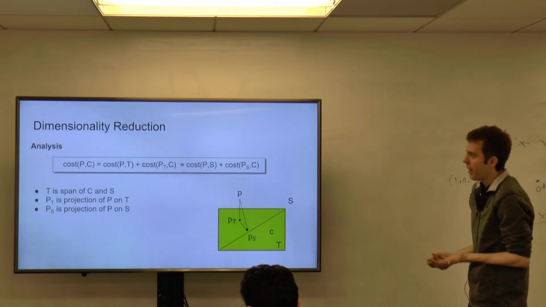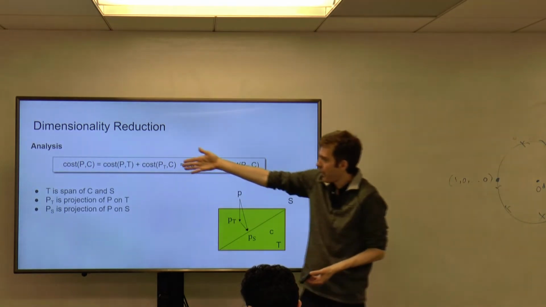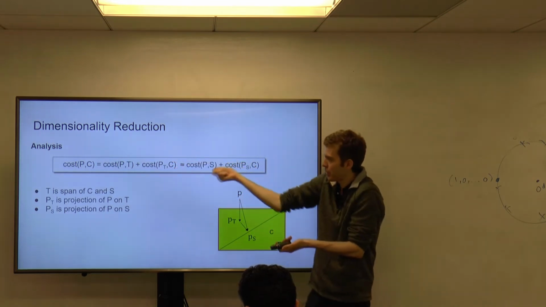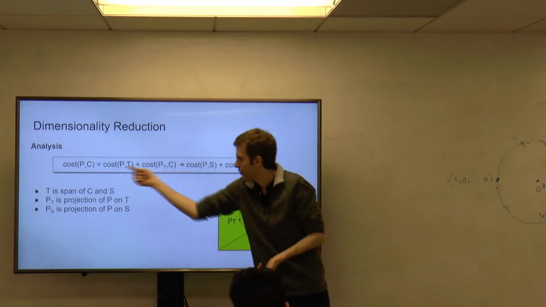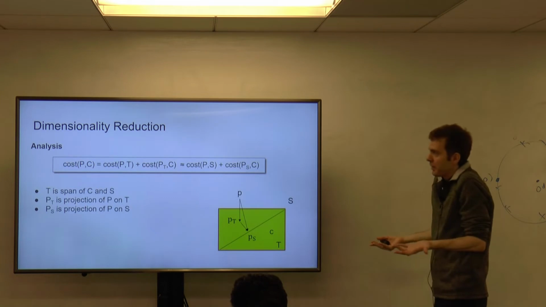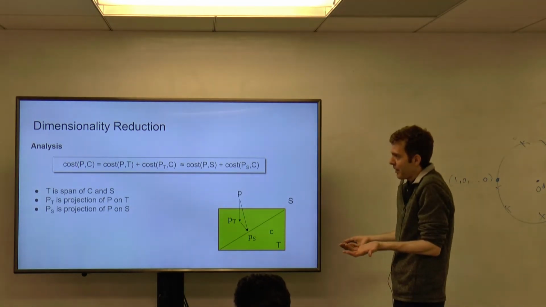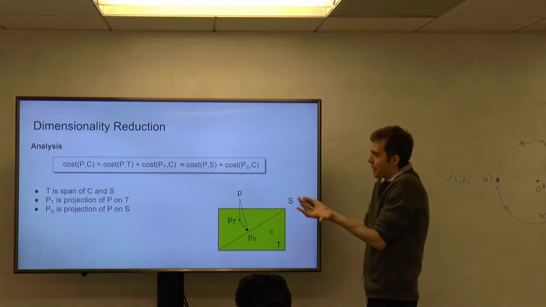Now, I'm trying to approximate this cost. I want a coreset, so for any query set C you give me, I want to be able to approximate this. I don't know T, I mean, I don't have it anymore. So what did I do?